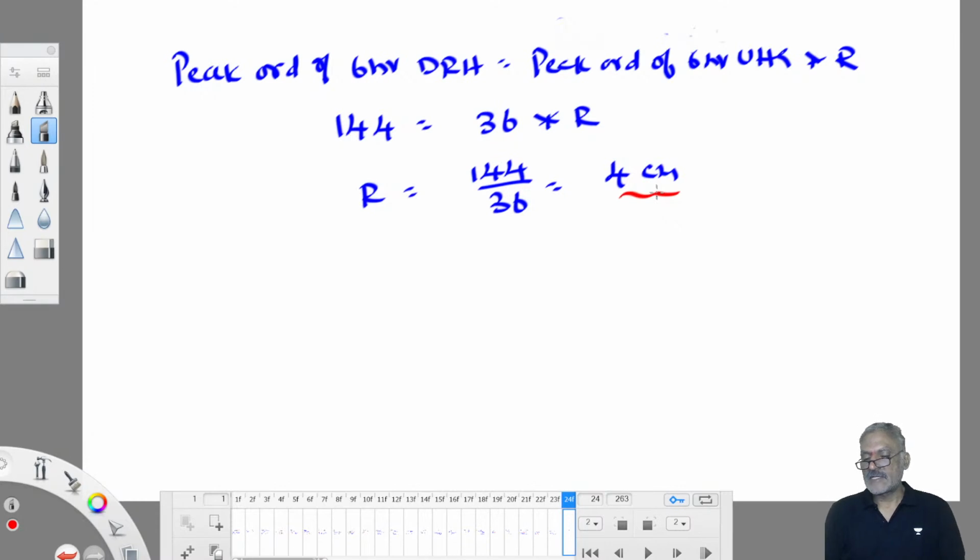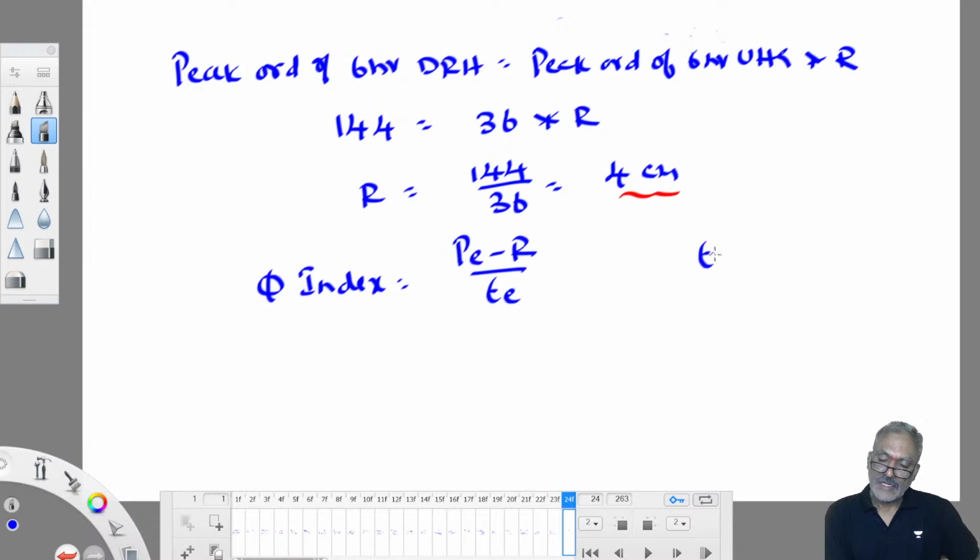1 centimeter is 36, so for 4 centimeter the peak ordinate is 144. Including base flow, it is 150. That's what is given. Therefore, the average storm loss index, phi index, is equal to (P minus R) by T_E. Here T_E is the 6 hour storm, the duration of the storm. 6 hour storm means the duration of the storm is 6 hours.